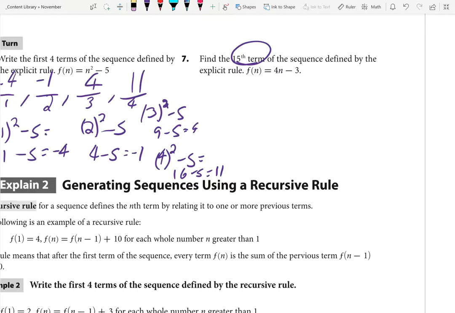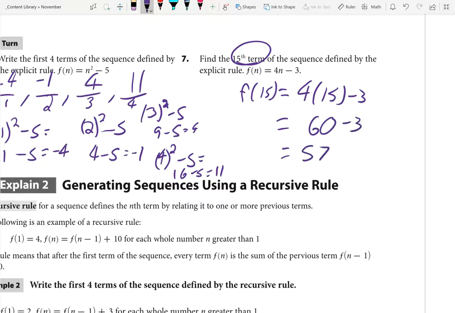So that means that the 15th term, f of 15, just indicating, remember, that just says the 15th term, is equal to 4 times 15 minus 3. So our 15th term is going to be 60 minus 3, which is equal to 57. So our 15th term is 57.